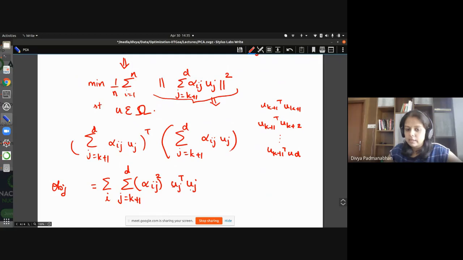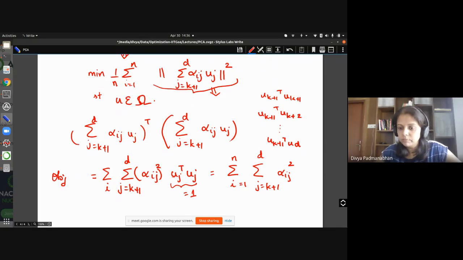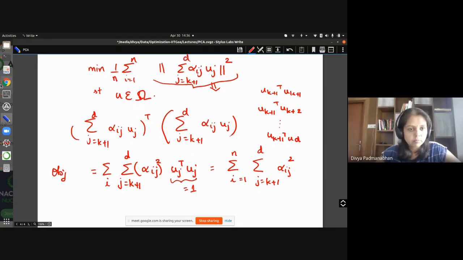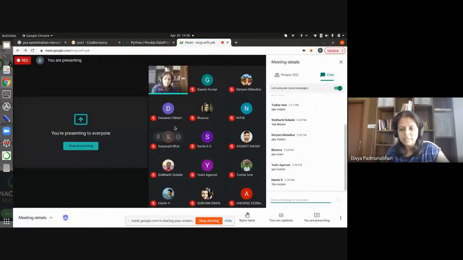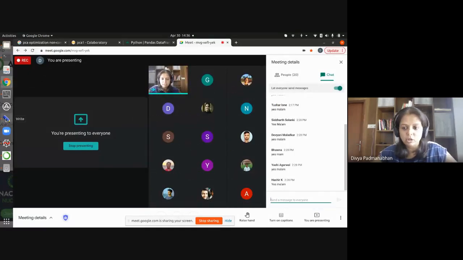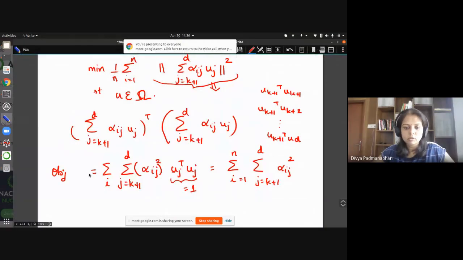And in fact, you want these to be 1. So what is going to happen is you will just have i equals 1 to n, each of the samples, and j equals k plus 1 to d, alpha ij square. Okay, so I don't know if it's been clear. Are there any questions on this? Is it clear how we got this as the objective?